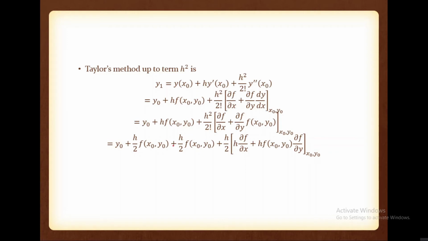Okay. So now take the h by 2 term inside. So h by 2 is common. So we can write it as y0 plus h by 2 into f of x0 comma y0 plus, now h by 2 is common, into f of x0 comma y0 plus h into dou f by dou x plus h into f of x0 comma y0 into dou f by dou y at x0 comma y0.